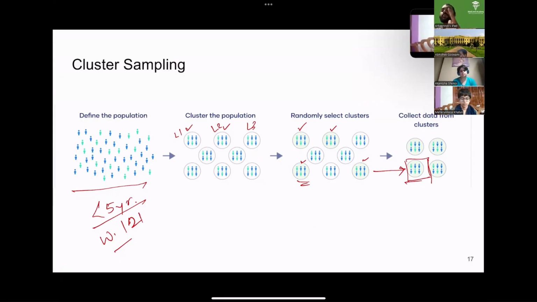So what did we do till now? Simple random sampling. Next is systematic random sampling. Everything is random, okay? Systematic random sampling. Then stratified random sampling, and lastly cluster sampling.